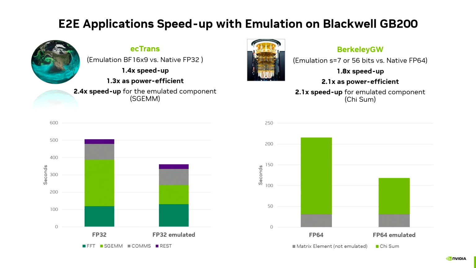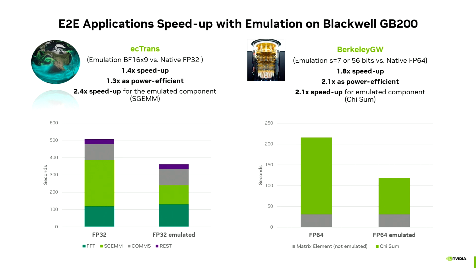On FP64, we've been focusing on several other applications, and one of them here is Berkeley GW, which is basically a material simulator. Here we used an emulation accuracy that's equivalent to 56 bits versus native FP64. Again, you can see the part that is subject to emulation and speedup due to emulation sees a speedup of about 2.1x with the end-to-end application speedup of 1.8x.